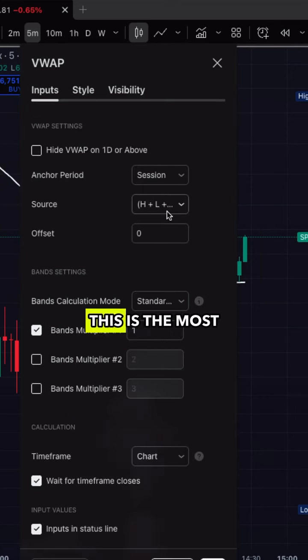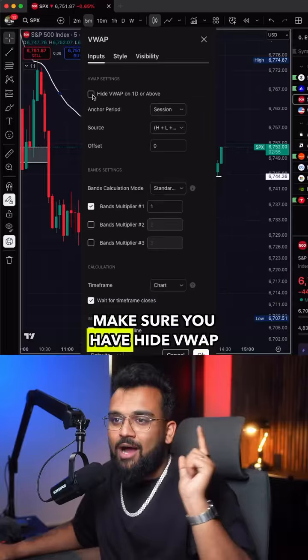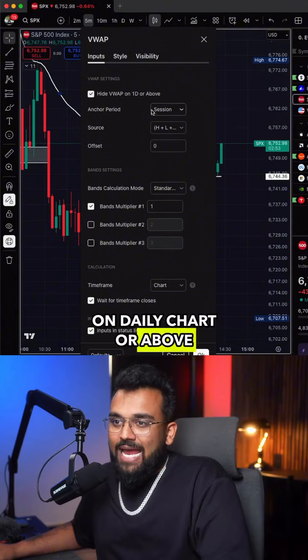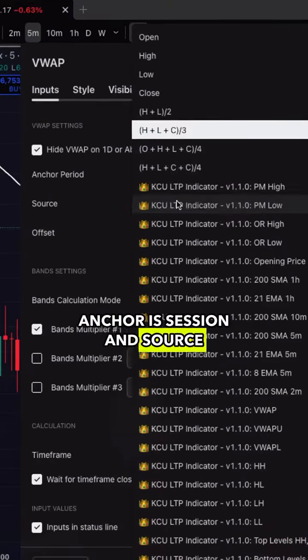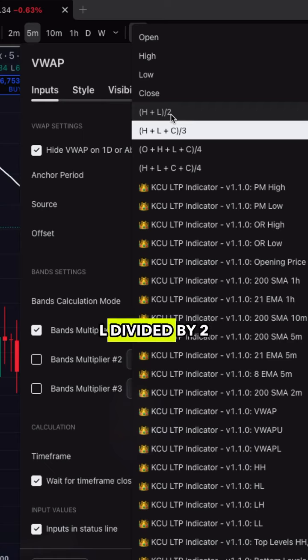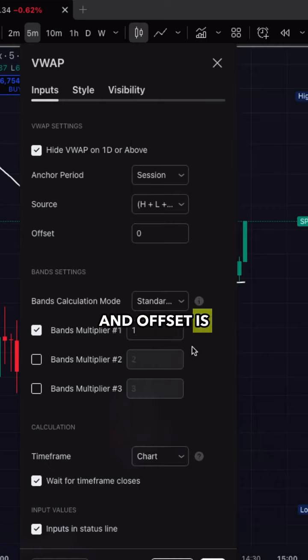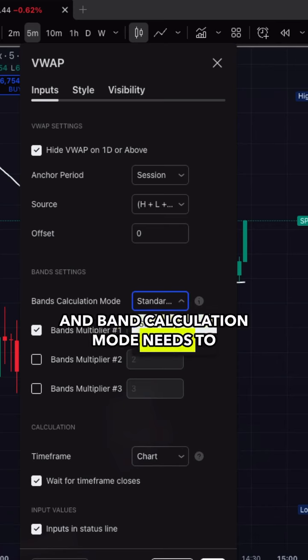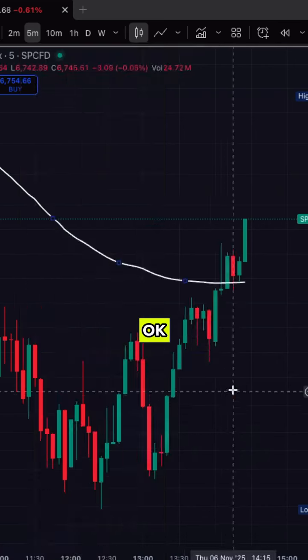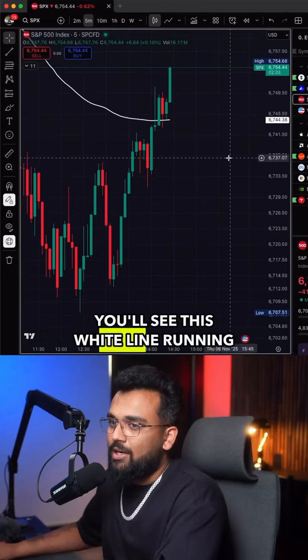Then go to the inputs. This is the most important part. Make sure you have hide VWAP on daily chart or above. Anchor is session and source. Sometimes it will say H plus L divided by 2. Make sure it is H plus L plus C divided by 3. And offset is 0 and band calculation mode needs to be standard. And then press OK. Once you press OK, you'll see this white line running on your charts.